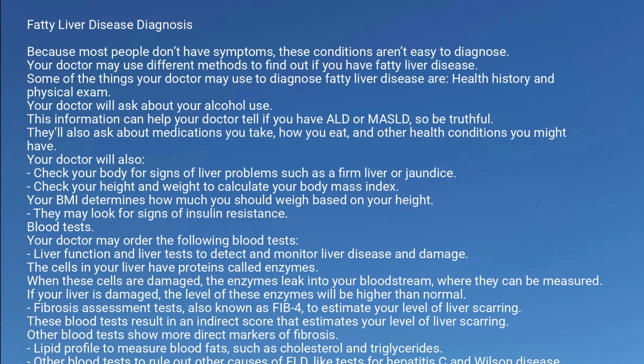Fibrosis assessment tests, also known as FIB-4, to estimate your level of liver scarring. These blood tests result in an indirect score that estimates your level of liver scarring. Other blood tests show more direct markers of fibrosis. Lipid profile to measure blood fats, such as cholesterol and triglycerides. Other blood tests to rule out other causes of FLD, like tests for hepatitis C and Wilson disease. Hemoglobin A1C, which shows how stable your blood sugar is.